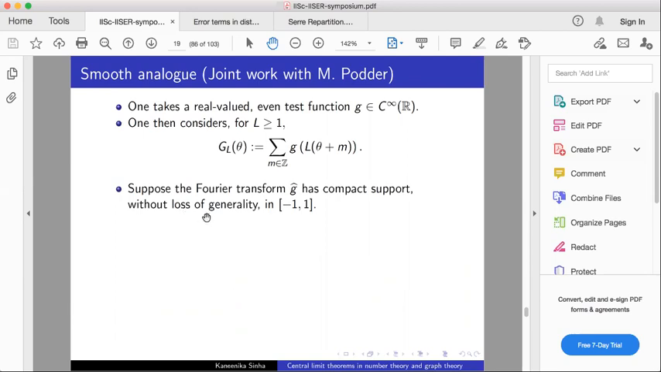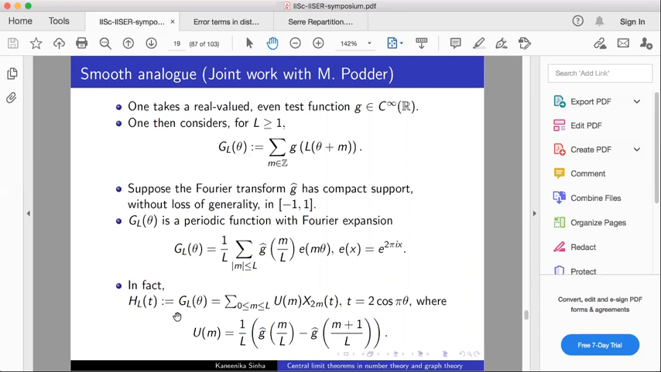Here, for any capital L, we are taking test functions which are linear combinations of the Chebyshev polynomials X_{2m} of t, where the coefficients u_m depend on the Fourier transform of certain suitable test functions. In fact, we are choosing test functions where the Fourier transform has compact support.